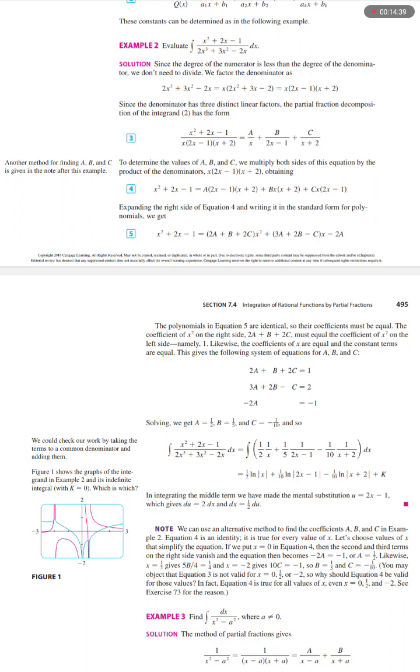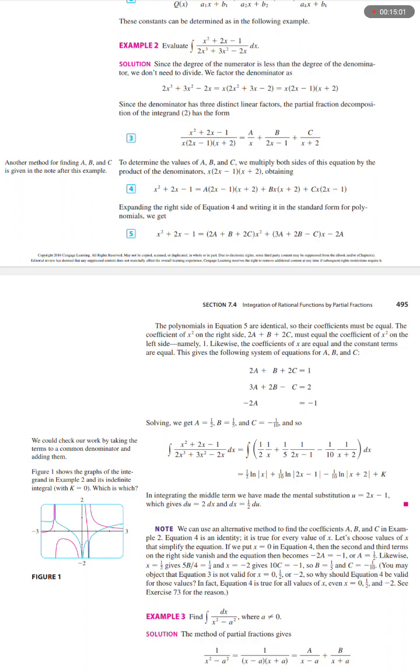Likewise, x = 1/2 gives 5B/4 = 1/4, and x = −2 gives 10C = −1. So B = 1/5, and C = −1/10.